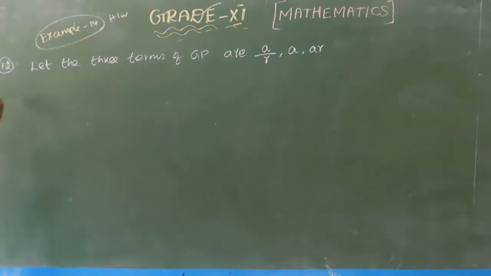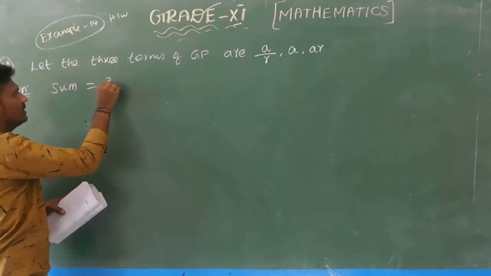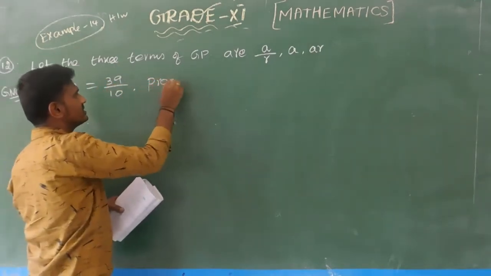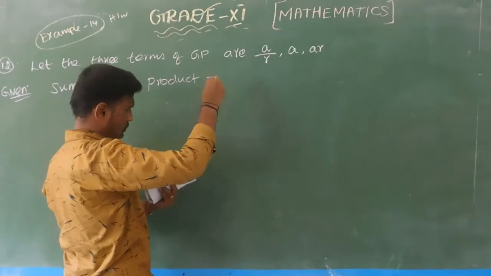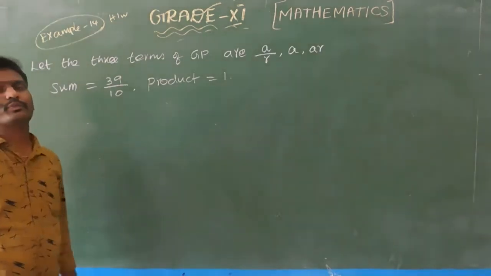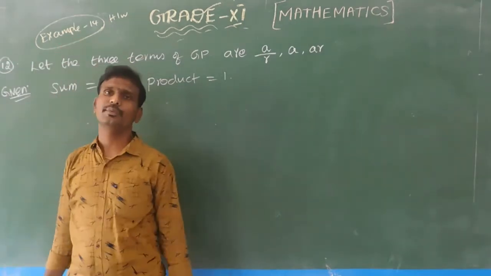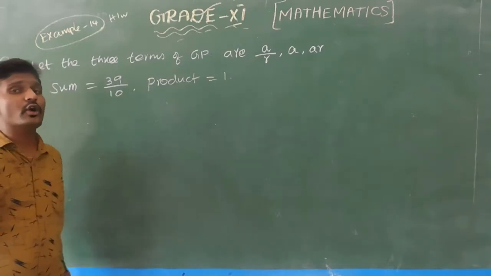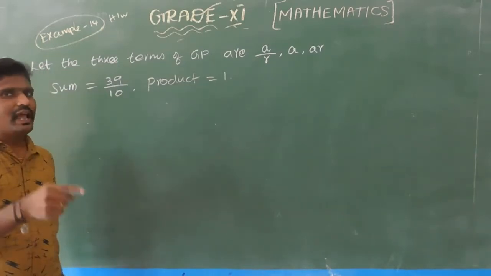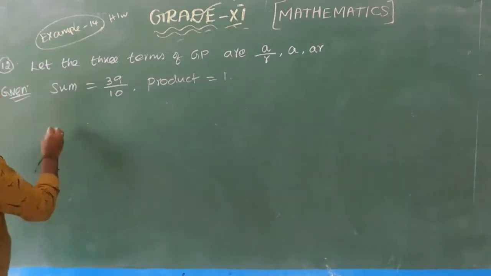Yes students. Now what is given? The sum of the first 3 terms is 39 by 10, and the product is 1. Now we are going to find the value of the common ratio as well as the terms of the GP. This is the same pattern as AP, the 3 consecutive terms. In AP, for the first 3 terms we take a plus b and a minus b, so the terms cancel, to find the value of a. Like that, here first I am going to take the product.